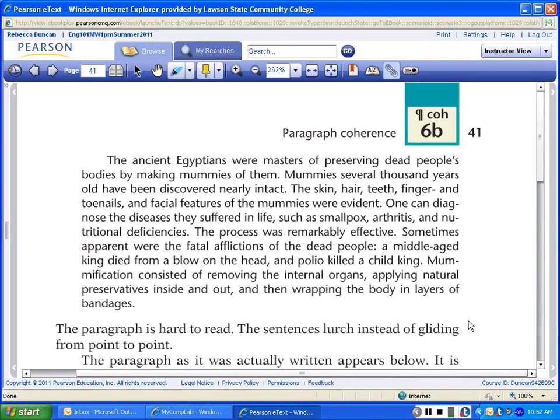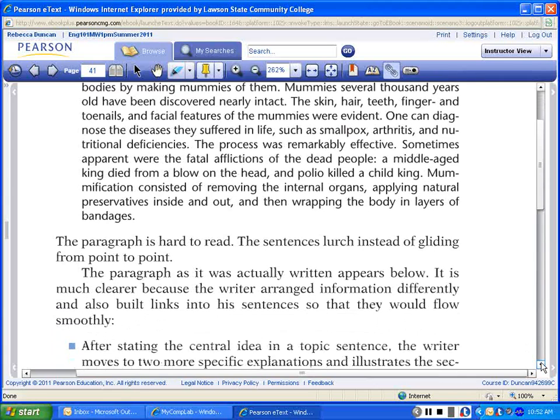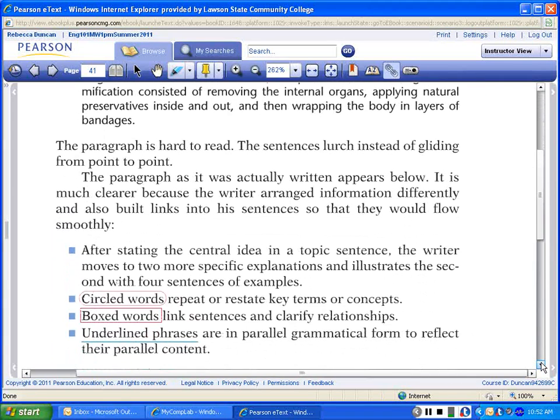It's not clear. Sometimes apparent were the fatal afflictions of the dead people. A middle-aged king died from a blow on the head, and polio killed a child king. Mummification consisted of removing the internal organs, applying natural preservatives inside and out, and then wrapping the body in layers of bandages. Okay, it's very hard to comprehend, but let's rearrange it.